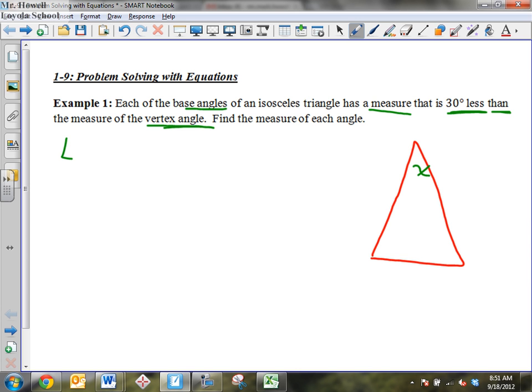Well, if we say let X equal the vertex, which is what we're doing in our diagram also, then this is 30 less than that. So we take 30 away from whatever this is up top. Therefore, this is X minus 30, and this is X minus 30. What should I put as my units for these quantities over here? My units. Degrees. Very good. Degrees.